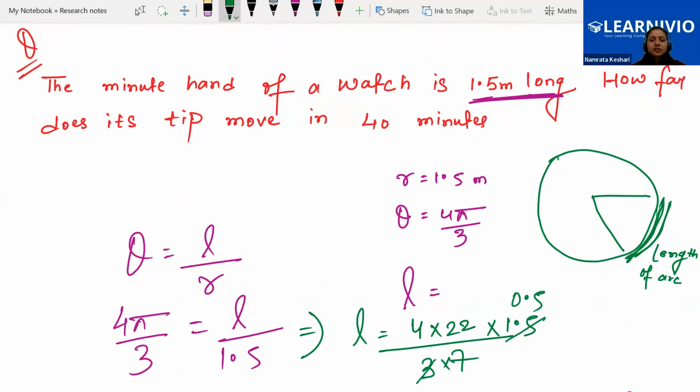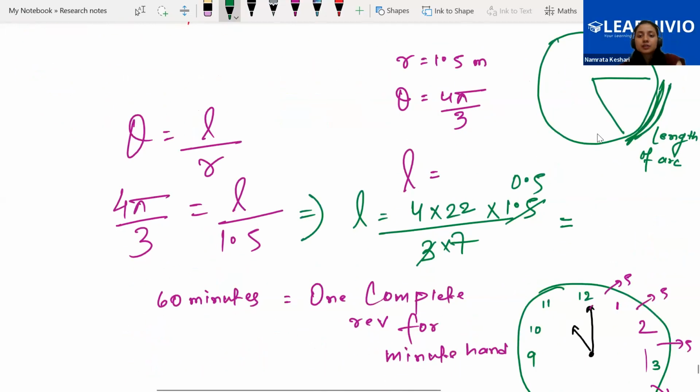Okay, let's keep the answer in terms of pi. Oh yeah, no, this is the length of the arc. If it were an angle, then we could keep the answer in terms of pi. But this is the length of the arc. We must find it in meters. Anyway, we have to do the calculation. Length is 44 by 7. But this 0.5 is still there, Alina. Can you see?